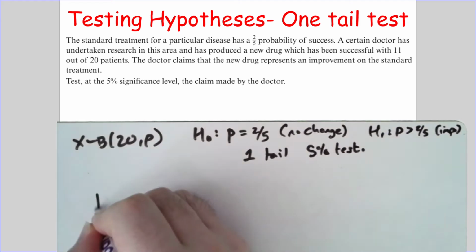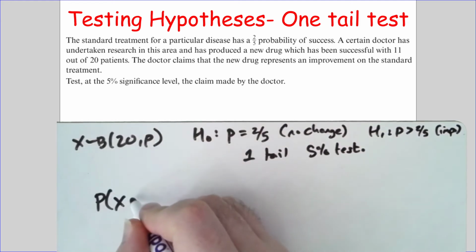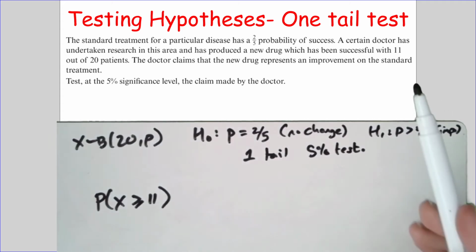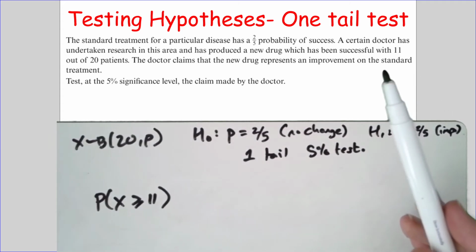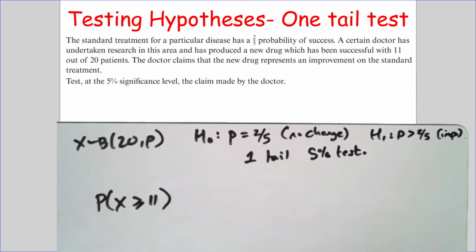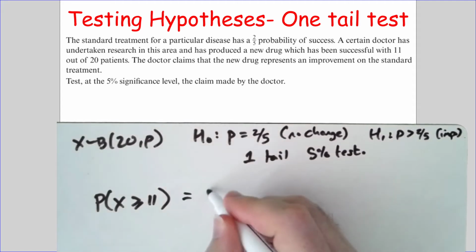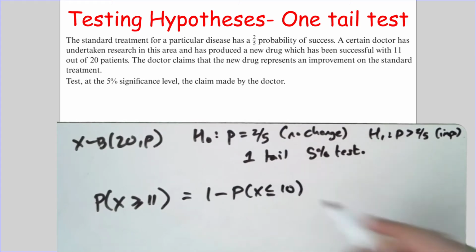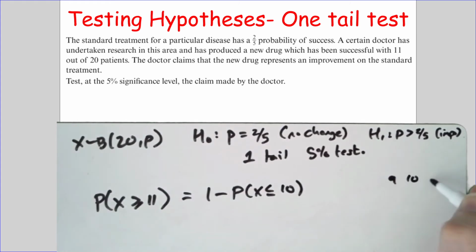So we're going to look at the probability that x is greater than or equal to 11. Why 11? Because in here we had 11 successes, and this is probability is greater than, so we need to test 11 or higher. This is 1 minus probability x is less than or equal to 10. Because if you remember 9, 10, 11, to do 11 or higher, we need to take off everything up to and including 10.